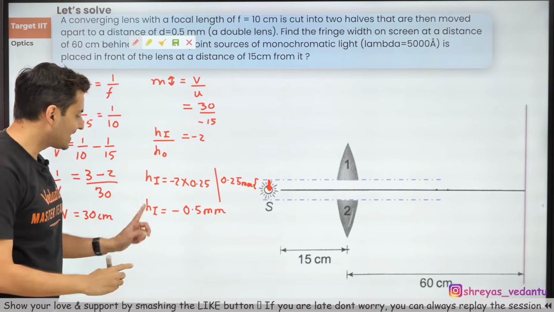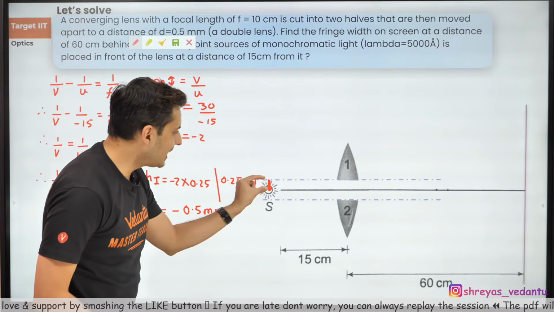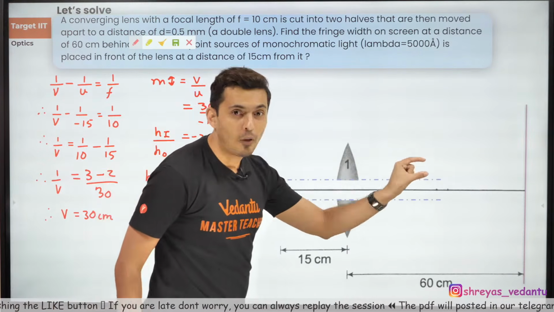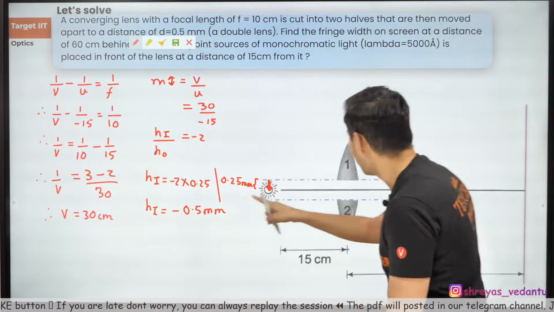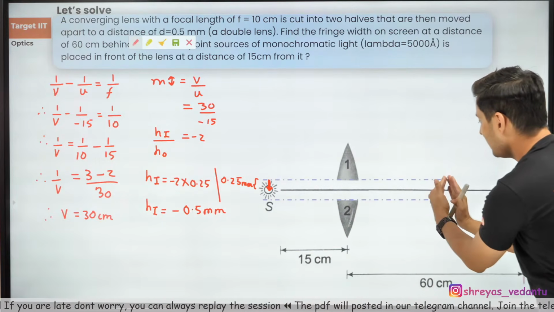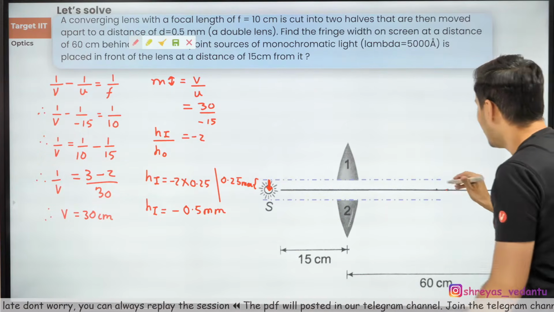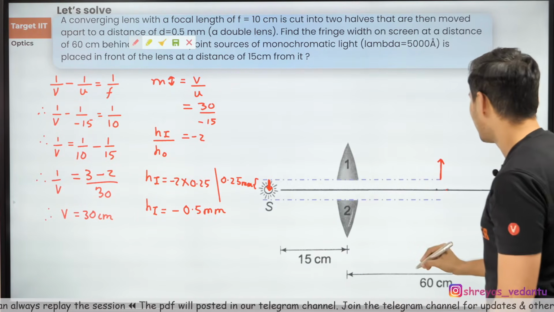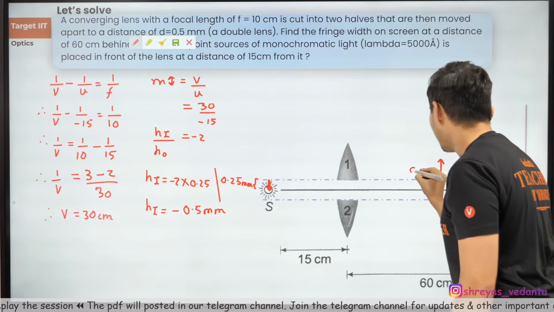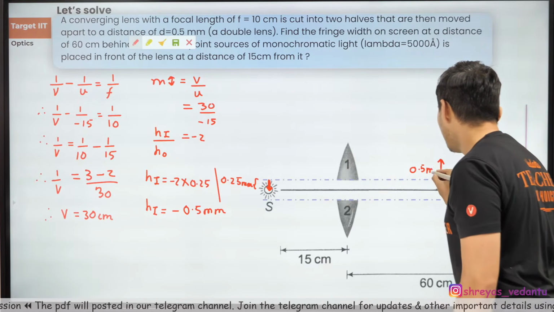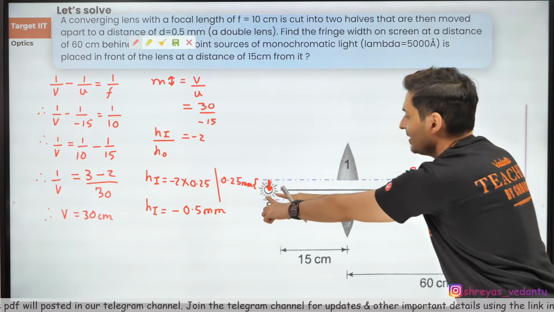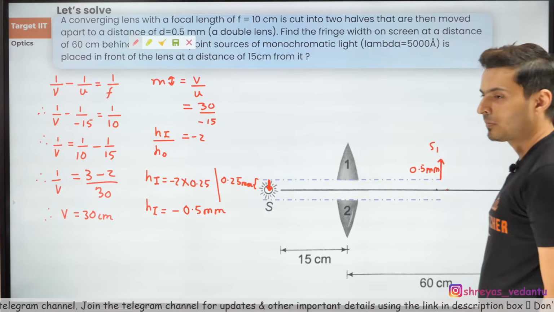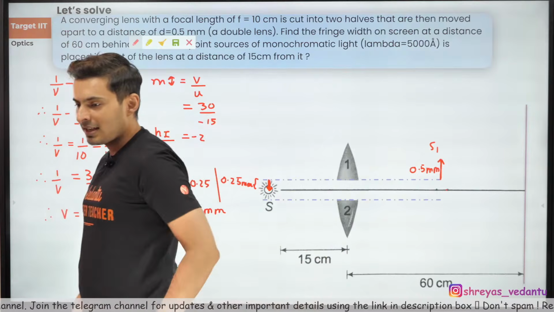What it means is that this object's image is formed at 30 centimeters somewhere here and it is inverted. That means I should think of an image like this, and this height is 0.5 millimeters and this source creates an image S1 over here. Is that clear? Is that clear?